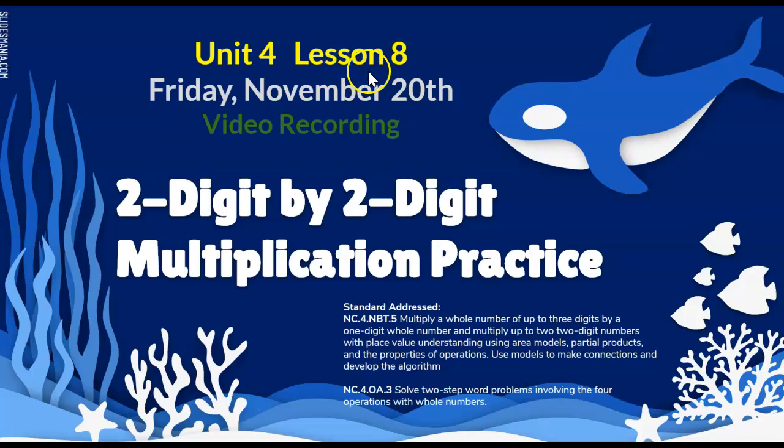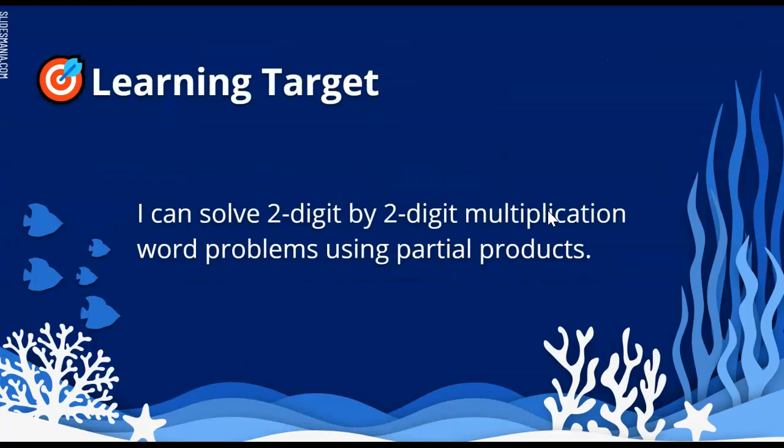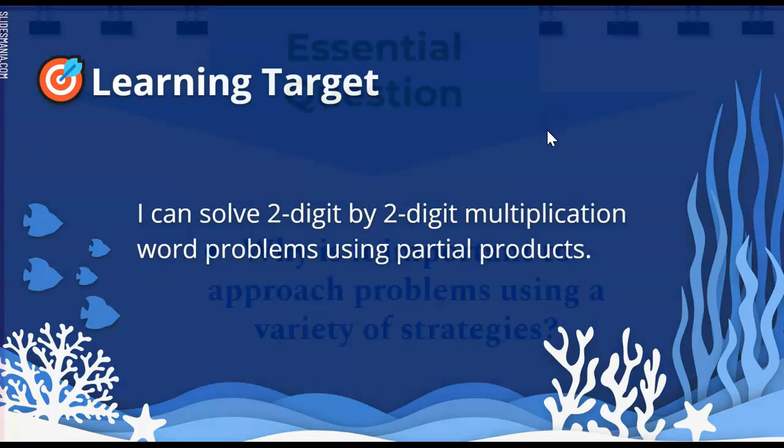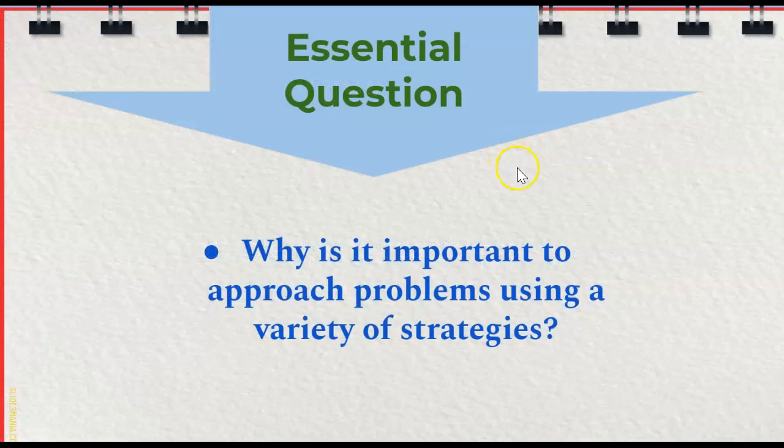We're going to be going over lesson 8 and continuing with our 2-digit by 2-digit multiplication practice. Our learning target: I can solve 2-digit by 2-digit multiplication word problems using partial products. So today we're going to work a little bit more on the word problems to solve 2-digit by 2-digit. Our essential question: why is it important to approach problems using a variety of strategies?